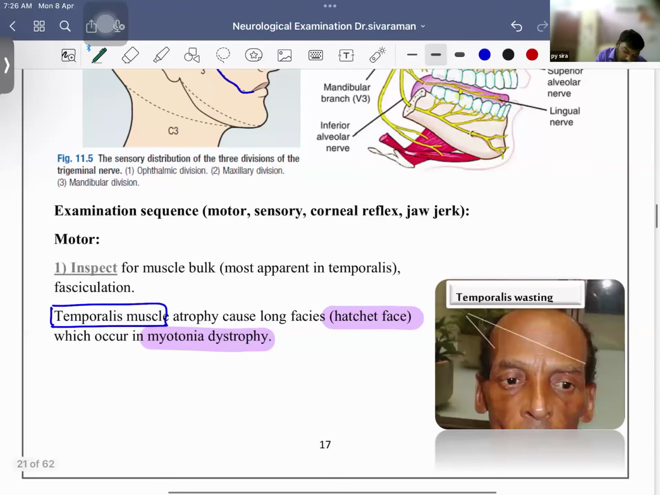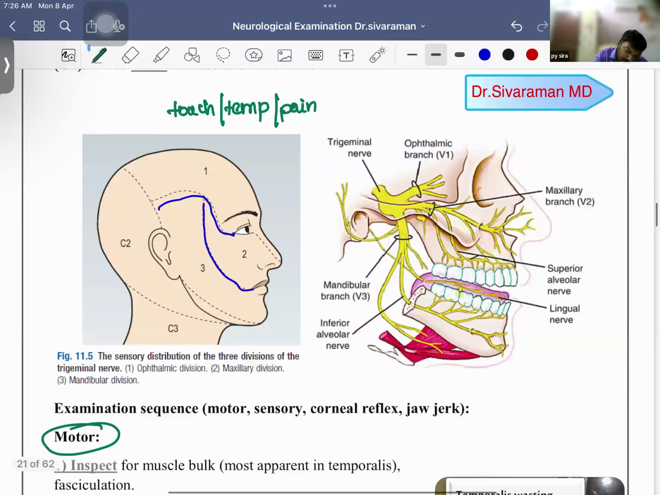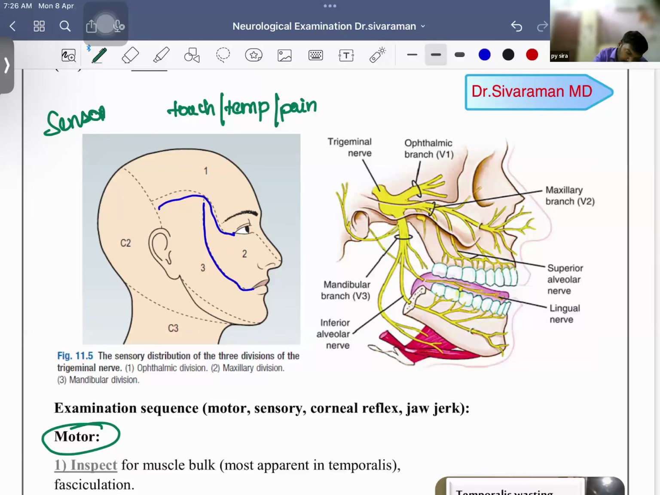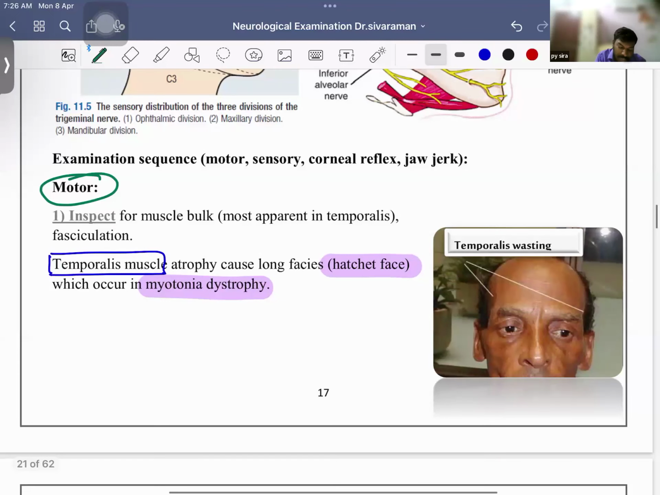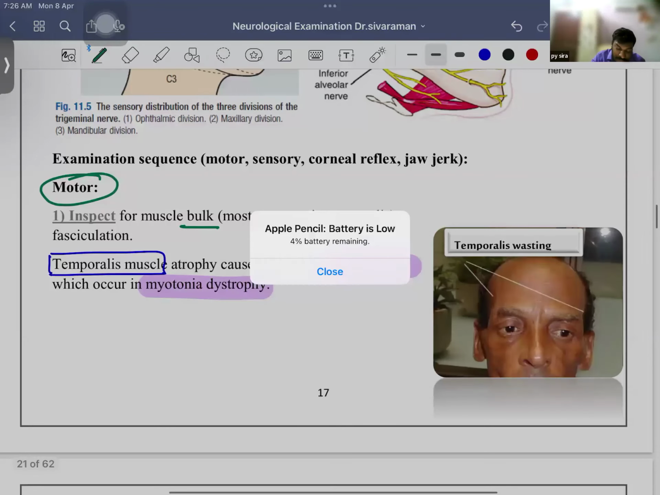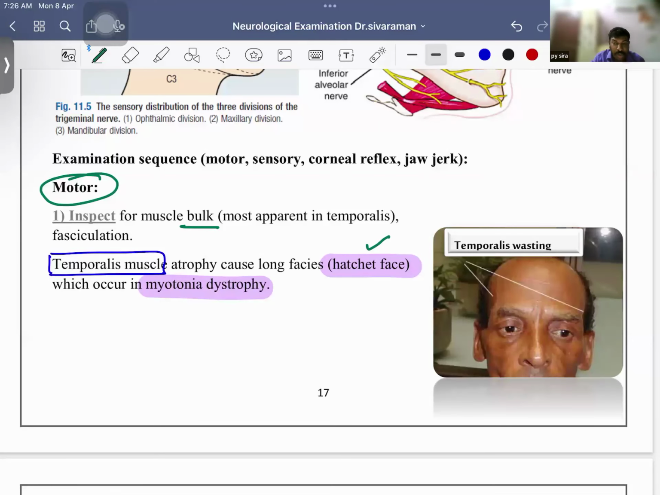Coming to the sensory, you check this, and coming to the motor, you check the muscle bulk, such as the temporalis muscle. The temporalis muscle can atrophy and you can develop a hatchet face, and this hatchet face is seen in myotonic dystrophy.